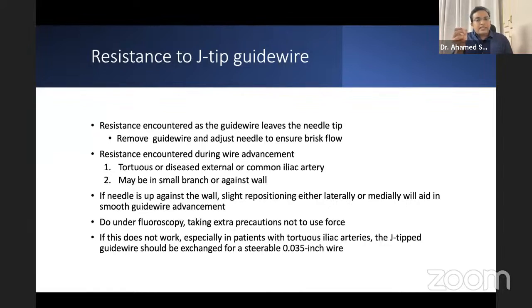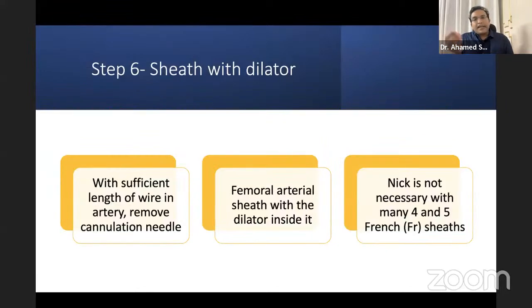If this does not work, especially in patients with tortuous iliac arteries, the J-tip guide wire should be exchanged. So we tried with the short J-tip guide wire; we can exchange it and put in a steerable 035 wire after making sure fluoroscopically that we have entered properly into the femoral artery and the J-tip is still not going. Later, when we have the wire inside with sufficient length in the artery, remove the cannulation needle, press over that region, and the femoral arterial sheath with the dilator can be pushed inside over the wire.